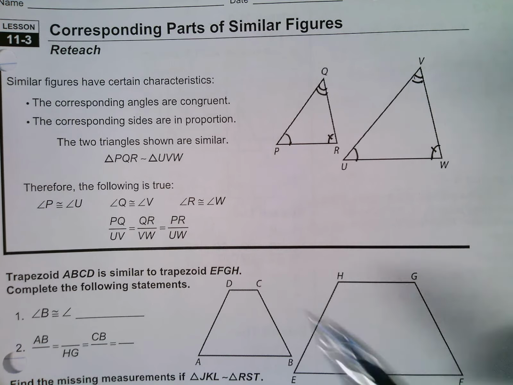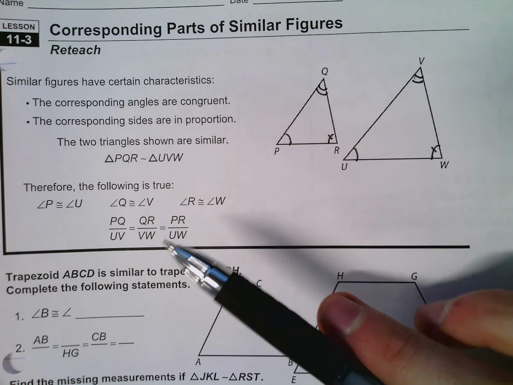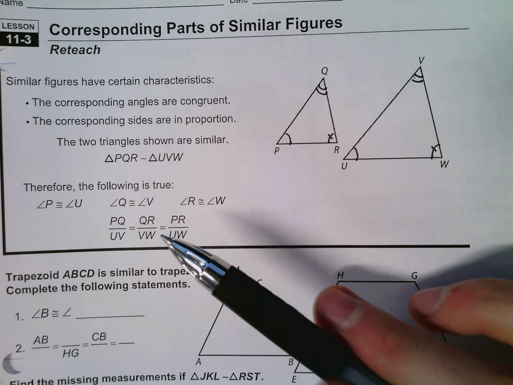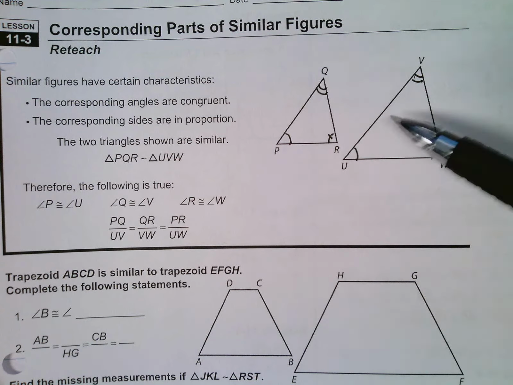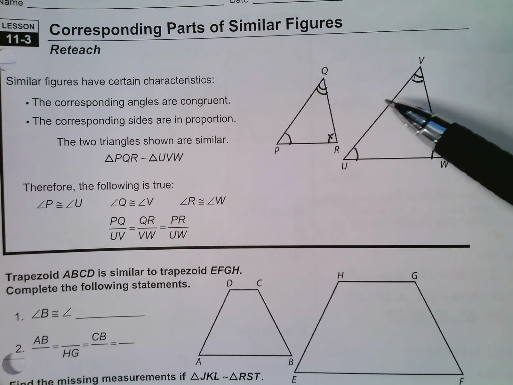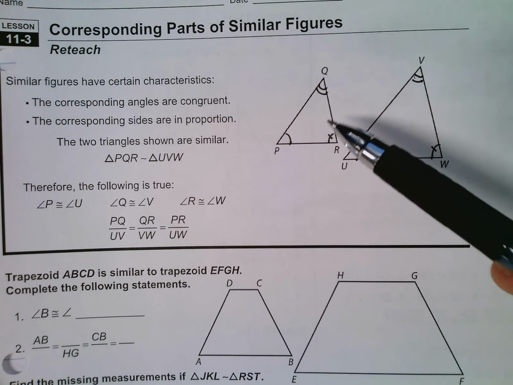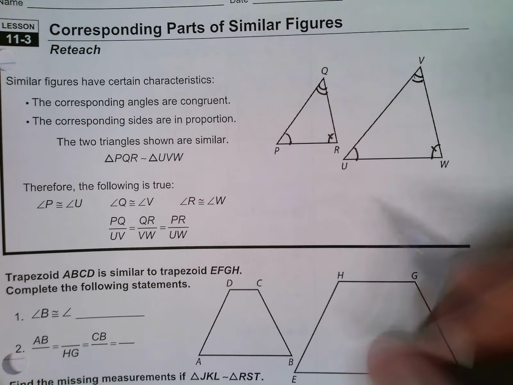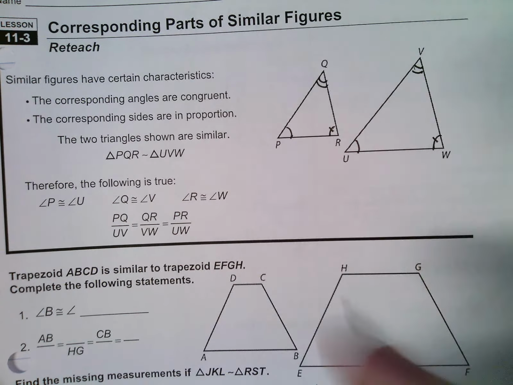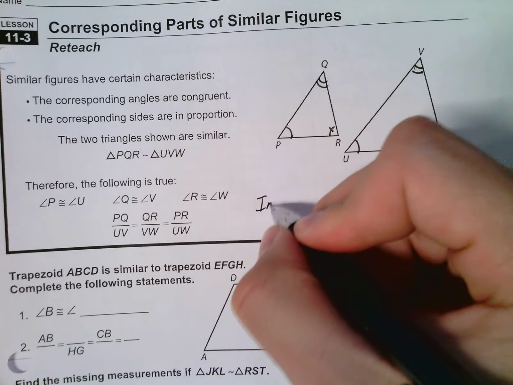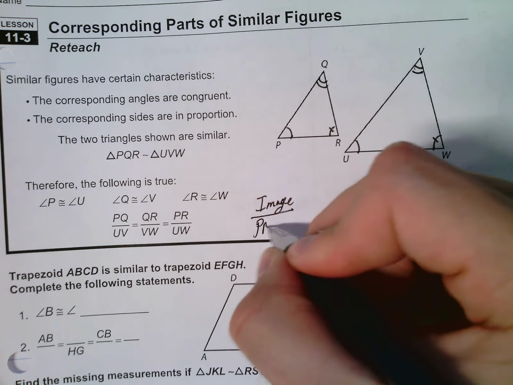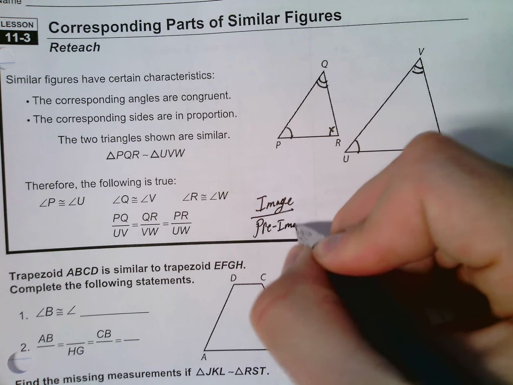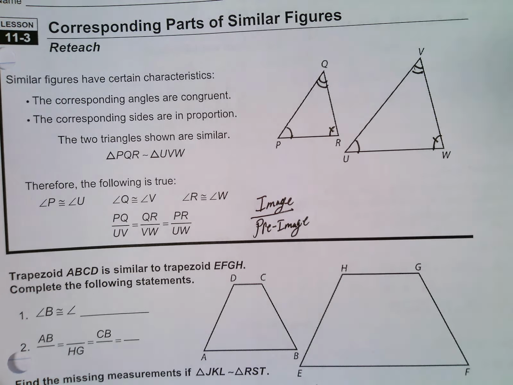What this also means is that all of these ratios of corresponding sides are the same. So if I took the measure of PQ and divided it by UV, it'll be the same as dividing any of the other sides. So remember, in general, our ratio will be image over pre-image. The more consistent we can be, the easier things will be for us.